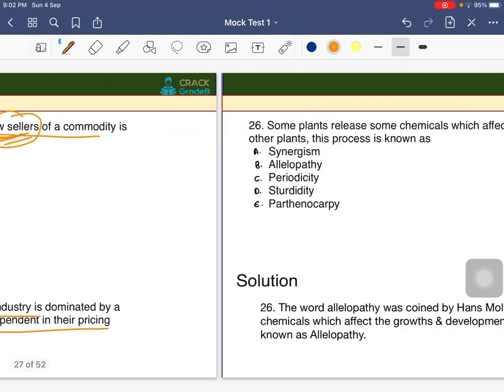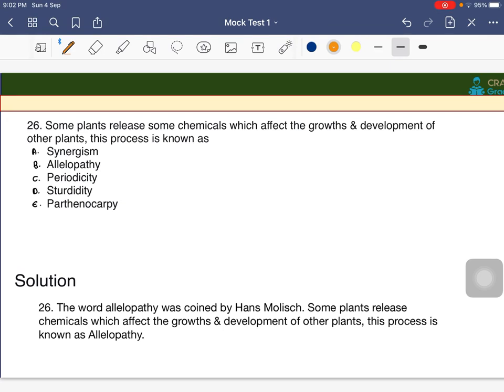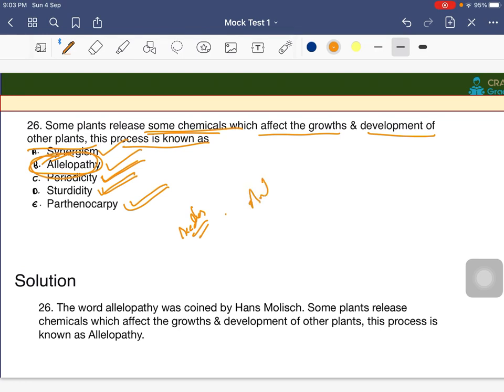Next, some plants release chemicals which affect the growth and development of other plants. This process is known as synergism, allelopathy, periodicity, sturdity, or parthenocarpy. Okay, the answer will be allelopathy. What is synergism? Synergism means one crop benefits the growth of another. Periodicity is related to a particular time period. Sturdity is the same thing. Parthenocarpy is entirely different: the genetic phenomenon in which fruit is produced without fertilization, so we can expect seedless fruit. Therefore, when plants release chemicals that affect others, it is called the allelopathic effect, or we can also call it antagonistic.